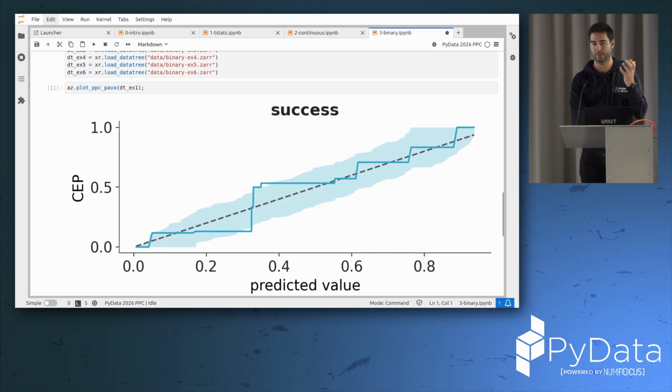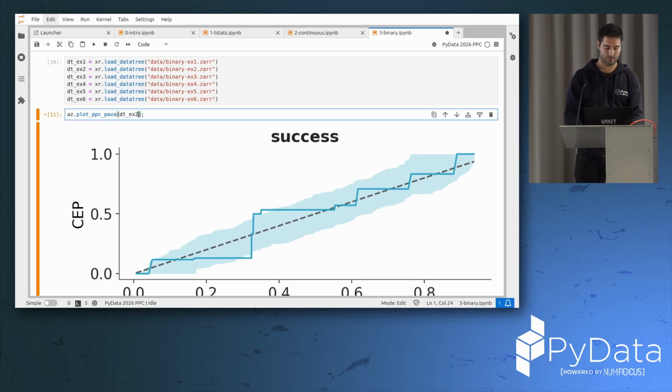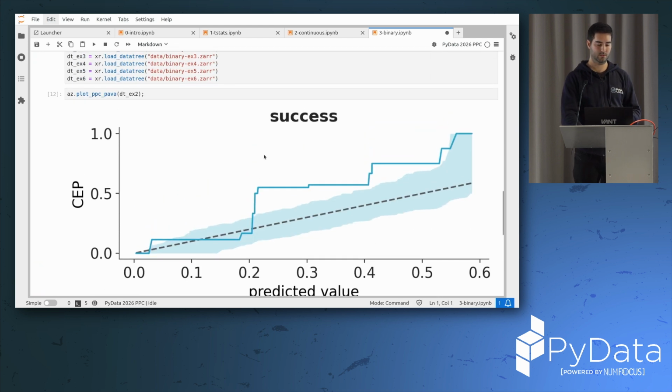Here there isn't much that we can do other than running this. This one looks quite good. It's a little bit off here and there, but mostly within the shaded area. That means that it's somewhat well calibrated. Second example is a disaster.